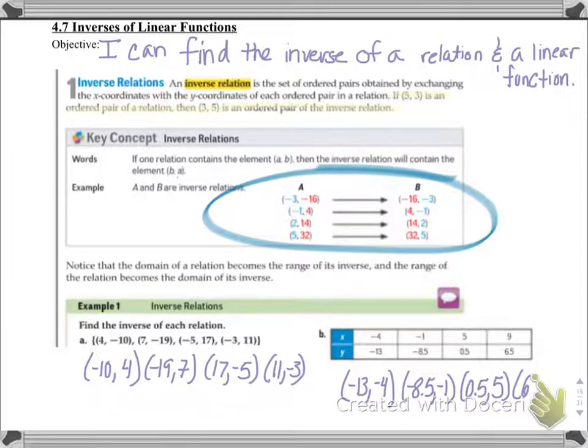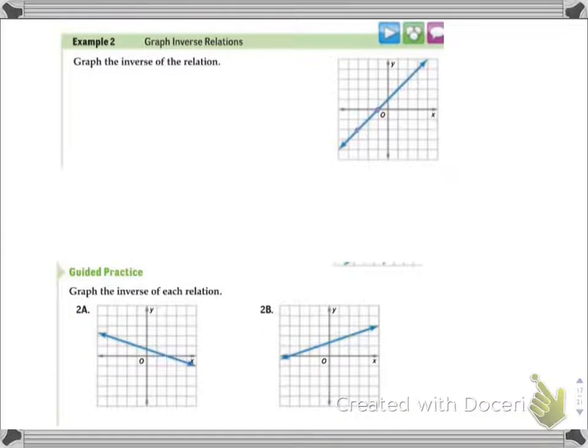Now try the 2 U tries on your own, and we will go over those in class on Monday. To find the inverse of a graph, we are going to first start by picking out 5 points on the graph, such as I highlighted there. I picked 5 points, and I'm going to locate those 5 points' coordinates.